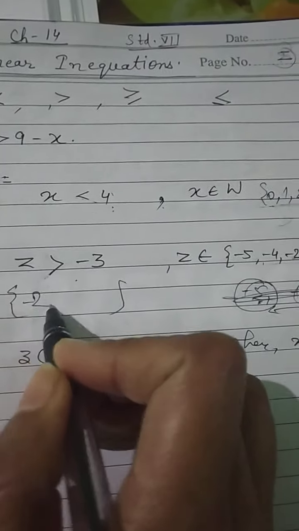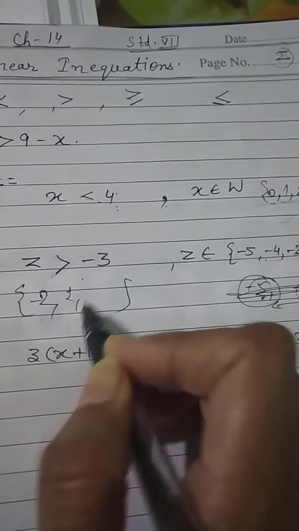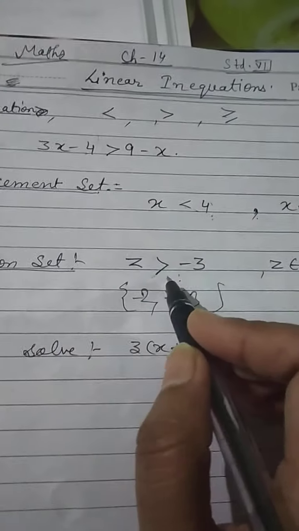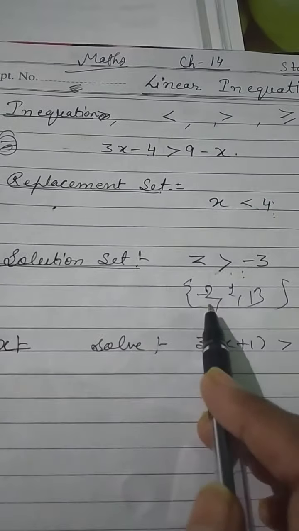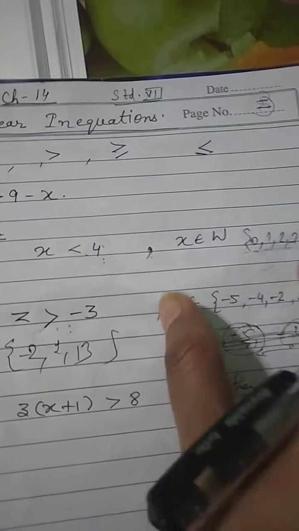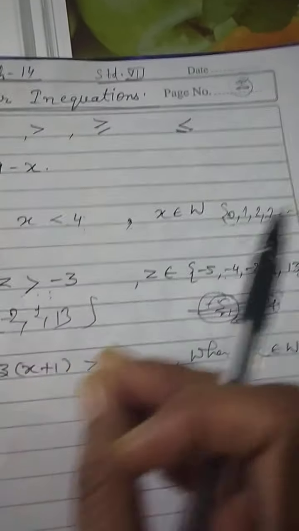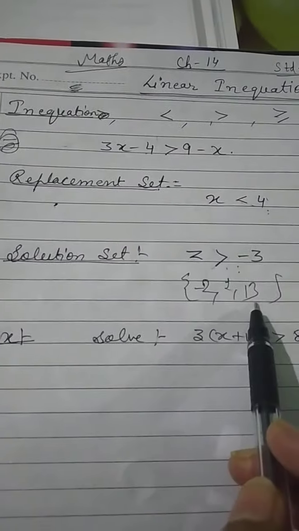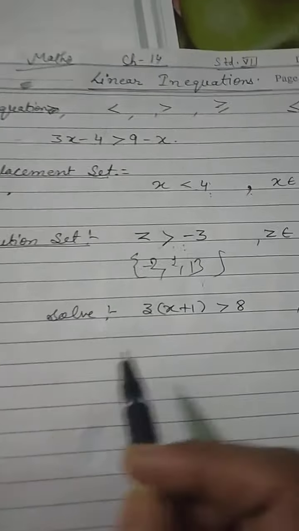Minus 2, 1 and 13 will satisfy this inequation. So the solution set is taken from this replacement set. The replacement set is the set of values from which we have to select the solution set. Okay, got it? So let's see one example.